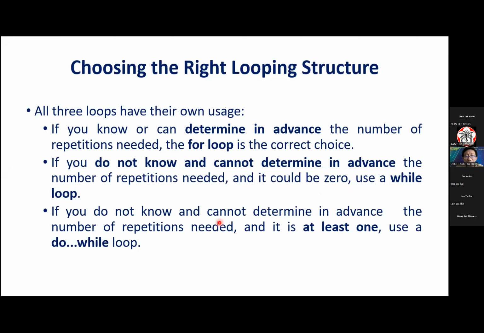If you do not know and cannot determine in advance the number of repetitions needed, and you must ensure that you execute the body of the loop at least one time, then you should use a do while loop. Okay, so these three statements here help you to choose the right looping structure.